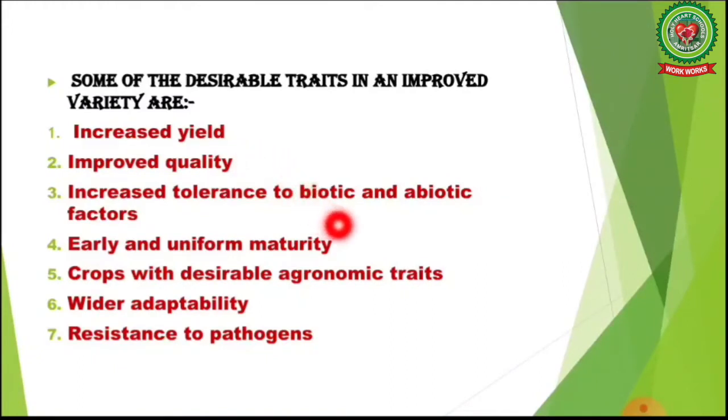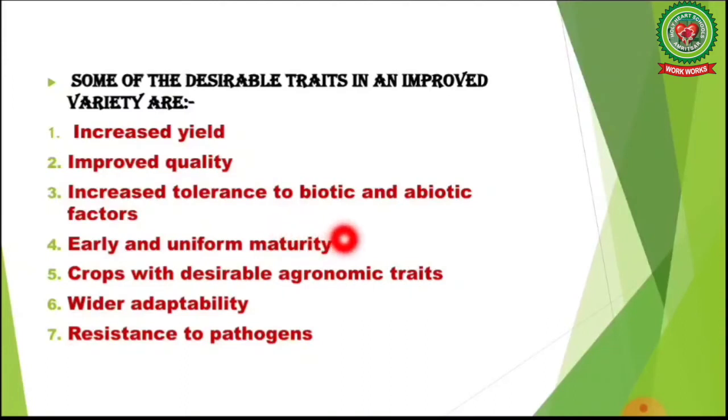Third is increased tolerance to biotic, means living, and abiotic factors, that are non-living factors. Improved crops should be resistant to biotic factors, that are living factors like microbes, insects, nematodes, and other animals. Abiotic factors include drought, salinity, heat, cold, frost, etc. Crops suffer different stresses and the yield becomes low. Developing improved varieties that can overcome these stresses can increase the crop production.